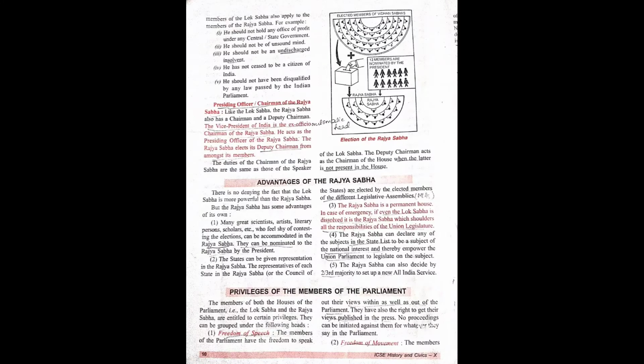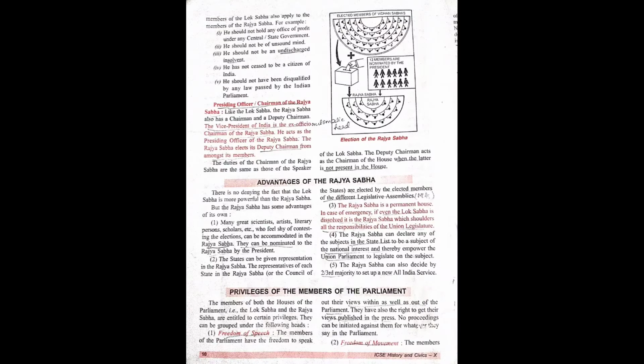Presiding officer, chairman of the Rajya Sabha. Like the Lok Sabha, the Rajya Sabha also has a chairman and a deputy chairman. The Vice President of India is the ex-officio chairman of the Rajya Sabha. He acts as the presiding officer of the Rajya Sabha. The Rajya Sabha elects its deputy chairman from among its members. So, like the Lok Sabha, we have the Speaker of the House. Similarly, for Rajya Sabha, we have the ex-officio chairman. He is the Vice President of India.